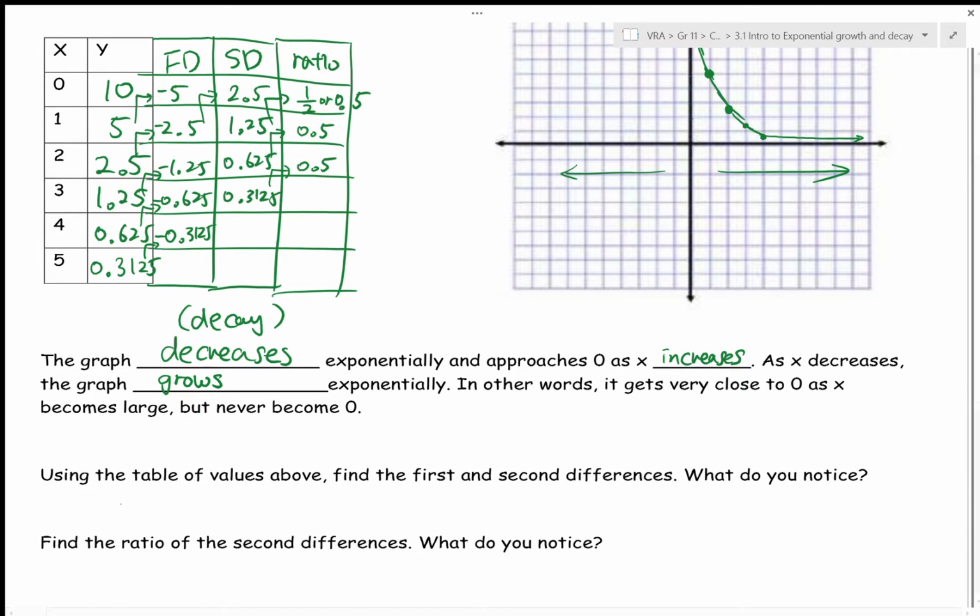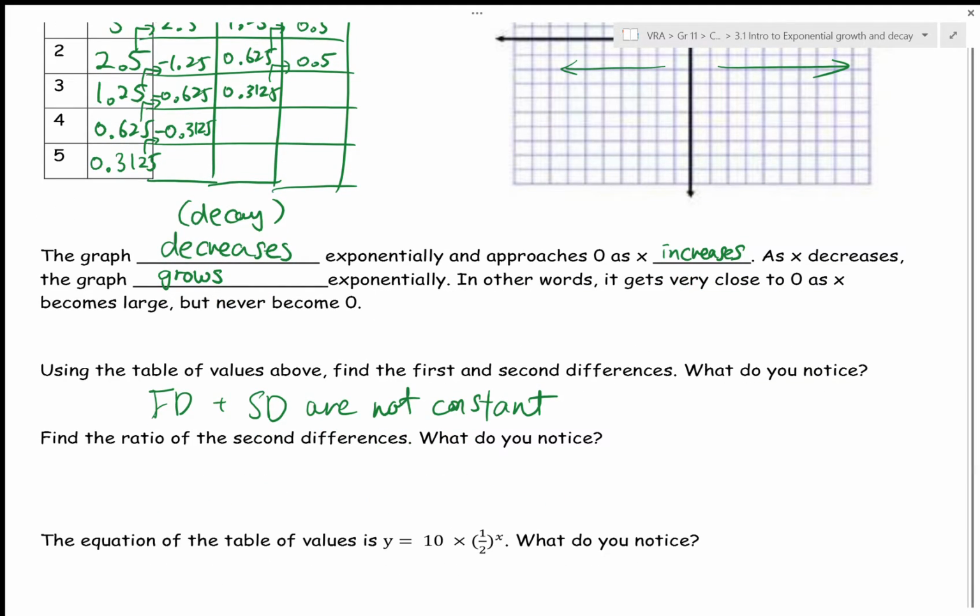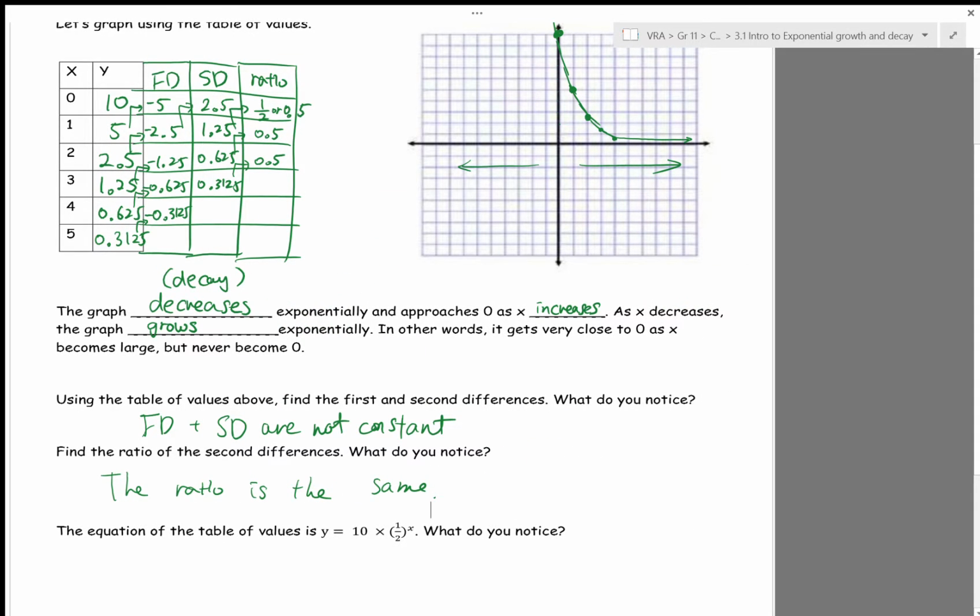So what we saw from the first and the second differences is that, again, the first difference and the second differences are not constant, right? They change. And then if you find the ratio, they are the same, right? The ratio is the same in this case. So then let's try to match to find the characteristics of our function here. So we have y equals 10 times 1/2 to the power of x.